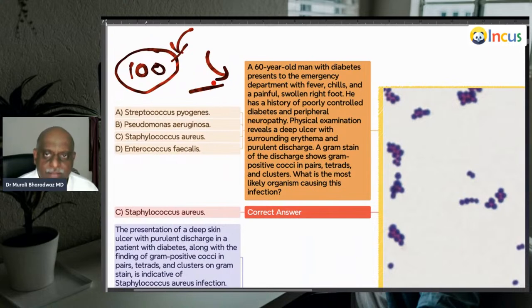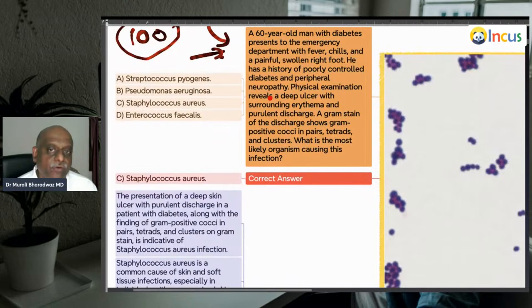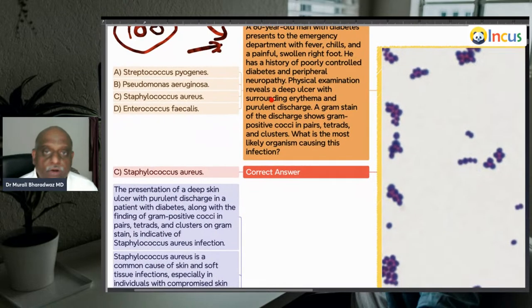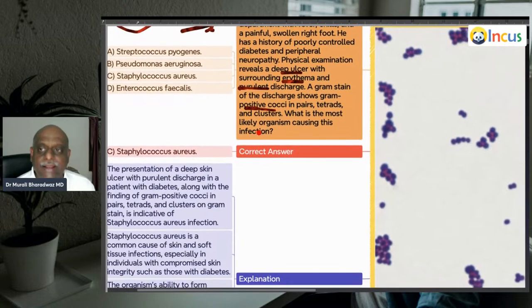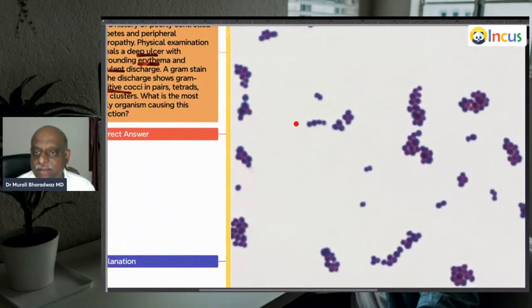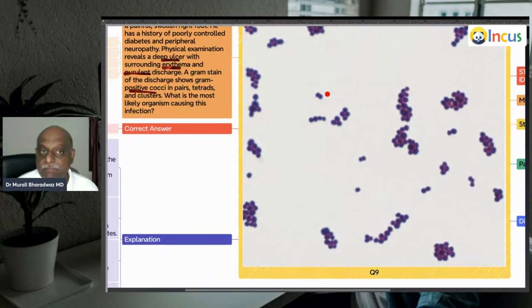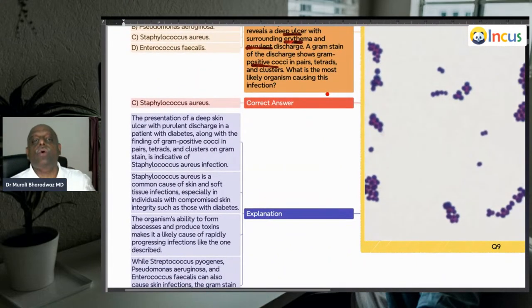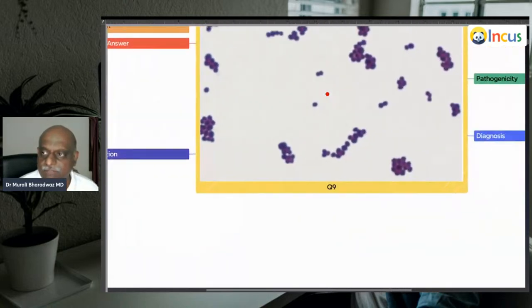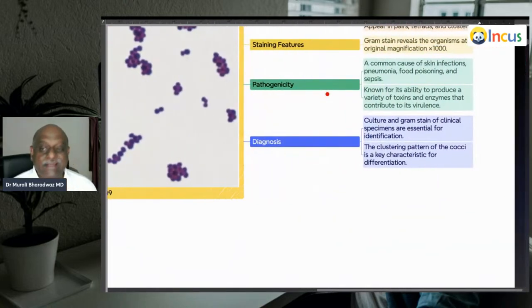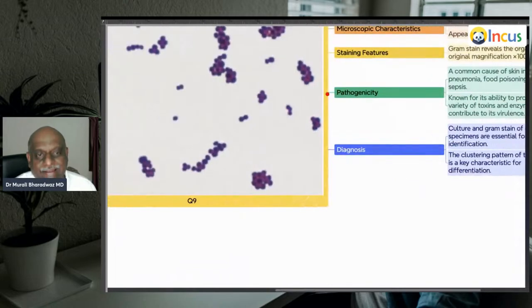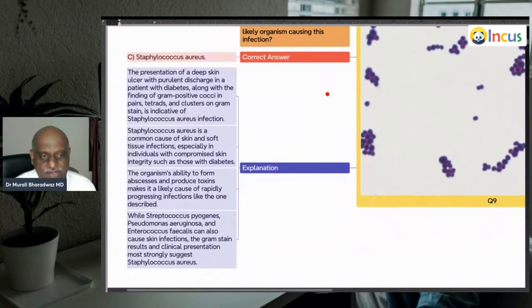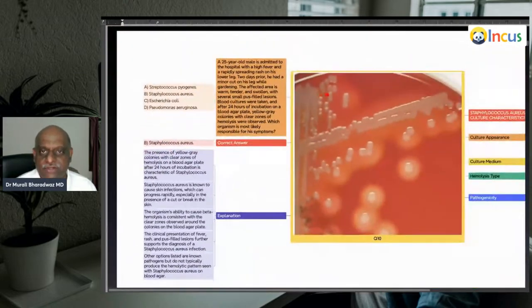A 60-year-old man with diabetes comes to the emergency department with fever, chills, and a painful, swollen right foot. Diabetic peripheral neuropathy is there. There's a deep ulcer with erythema and purulent discharge, with gram-positive cocci, typically in pairs, tetrads, and clusters. So we are talking about Staphylococcus aureus, is what you need to remember. The clustering pattern of the cocci is the one which gives the clue that this is Staphylococcus aureus.